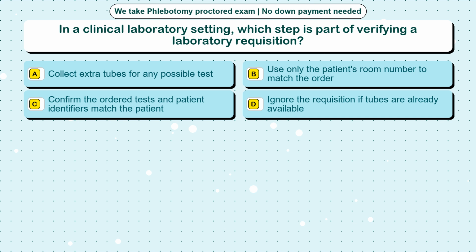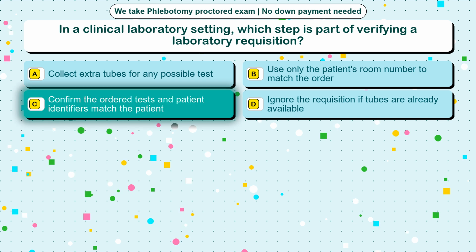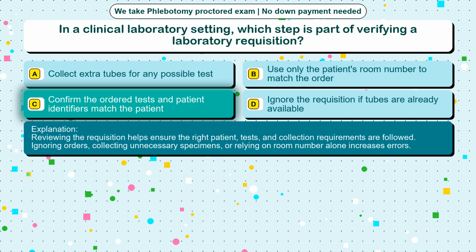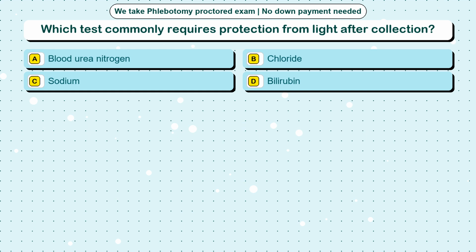Option D, ignore the requisition if tubes are already available. The correct answer is option C, confirm the ordered tests and patient identifiers match the patient. Reviewing the requisition helps ensure the right patient, tests, and collection requirements are followed. Ignoring orders, collecting unnecessary specimens, or relying on room number alone increases errors. Question 72. Which test commonly requires protection from light after collection?